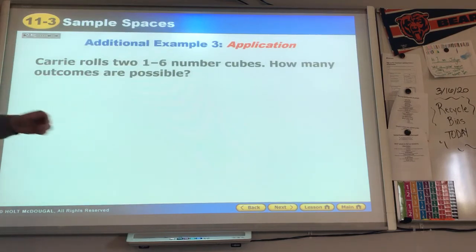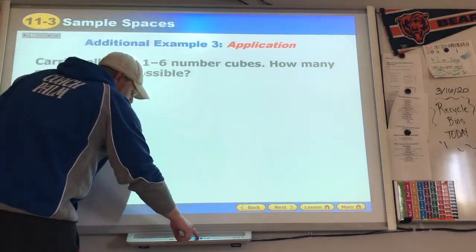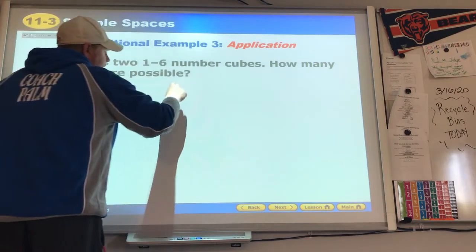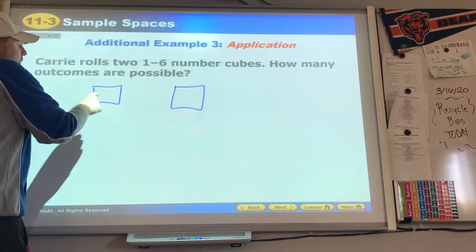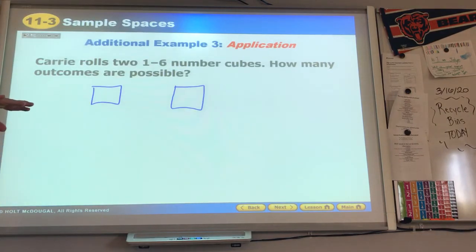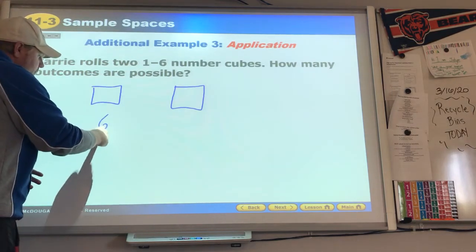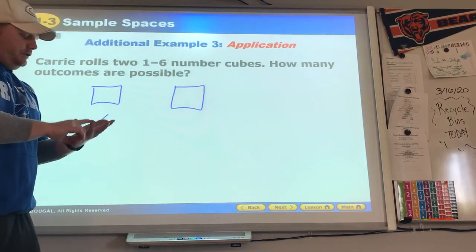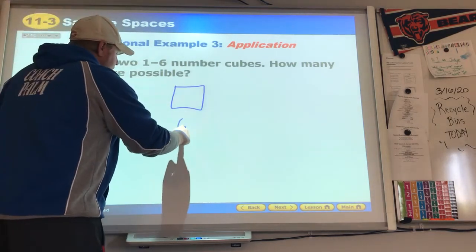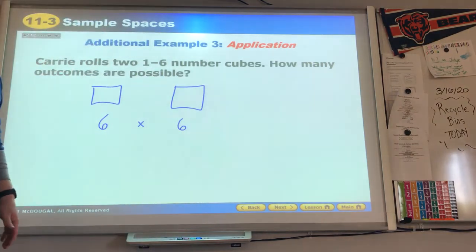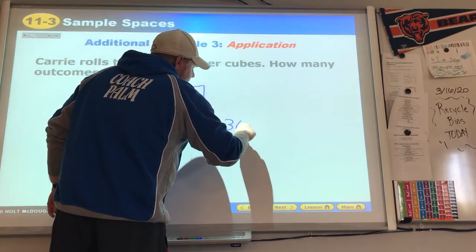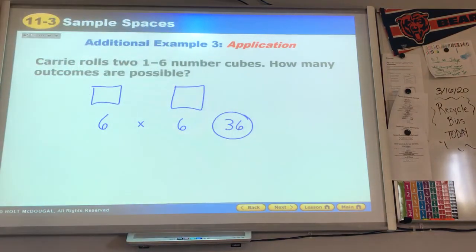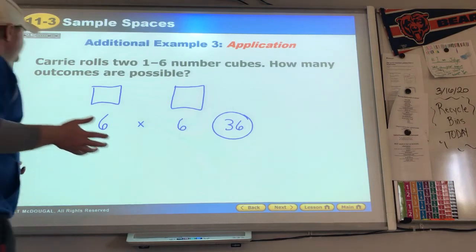Carrie rolls 2 numbered cubes, 1 through 6, 2 dice. How many outcomes are possible? A die. How many different things can happen if I roll this die? How many different outcomes can I have? I can get a 1, a 2, a 3, a 4, a 5, or a 6. There's 6 different outcomes. How many outcomes can I get when I roll a 1, a 2, a 3, a 4, a 5, or a 6 over here? There's 6. How many total outcomes are there? 36 different outcomes. With those 36 different outcomes, there's 36 different possibilities that you could come up with.